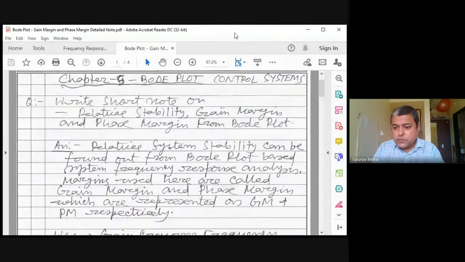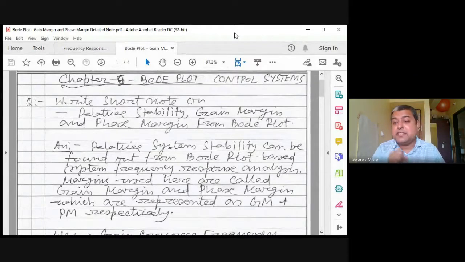That's why we are taking the semi-log graph paper. So relative system stability can be found out from Bode plot. Relative stability means for one frequency the system is stable, for higher frequency it is unstable, or maybe for lower frequency it is unstable, for higher frequencies it is stable. So the stability criterion is changing.